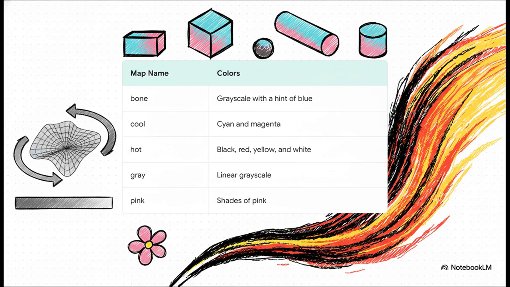And you're not stuck with just one color scheme. Oh no, MATLAB comes with a whole bunch of built-in color maps. You can pick something clean and simple like gray, or go for something with a bit more punch like the cool or hot maps. It all depends on the story you want your data to tell.